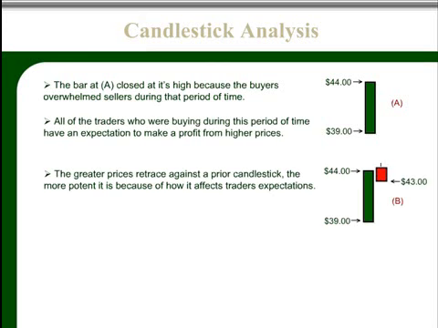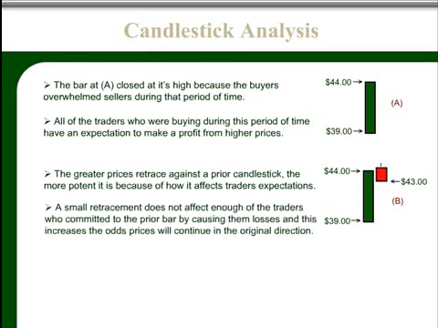The greater price is retraced against the prior candlestick, the more potent it is because of how it affects traders' expectations. If the retracement against the prior candlestick is minor, prices have greater odds of continuing in the original direction. A small retracement does not affect enough of the traders who committed to the prior bar by causing them losses, and this increases the odds prices will continue in the original direction.